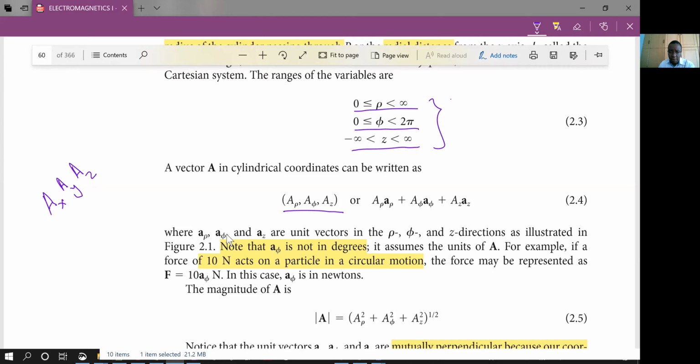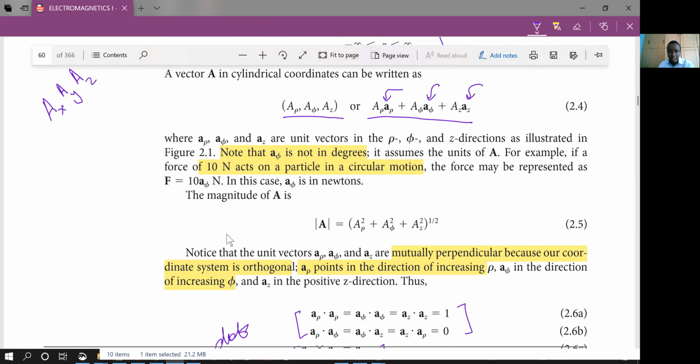So this is where we are, that we can describe a vector in a cylindrical coordinate system using three different dimensions, that is a rho, a phi, and az. And of course, you can see that we have now new unit vectors, a rho, a phi, and az. So you can remember how we defined the unit vectors. Now we are introducing them, and these are the unit vectors in the directions of rho, phi, and z respectively. We have seen that diagram.